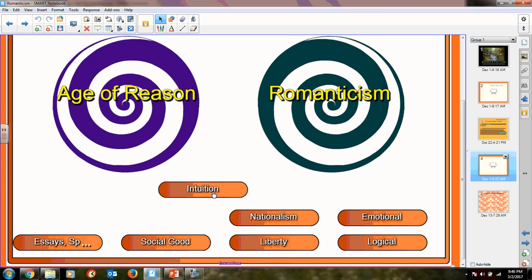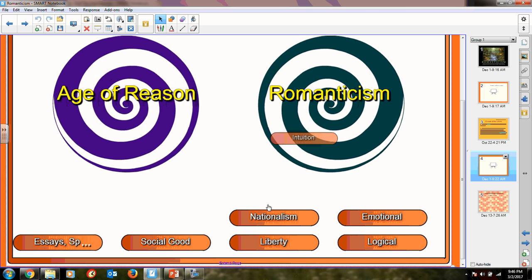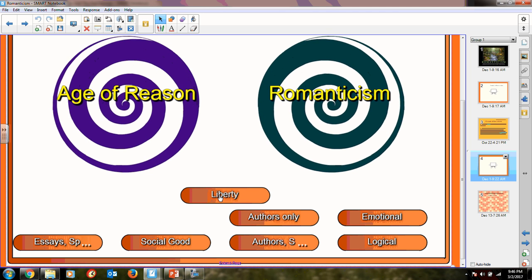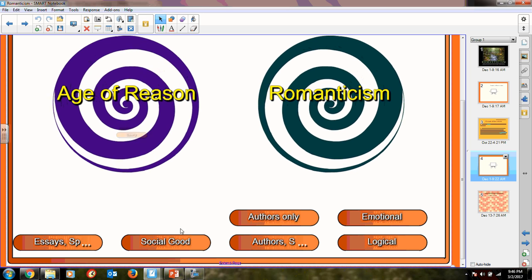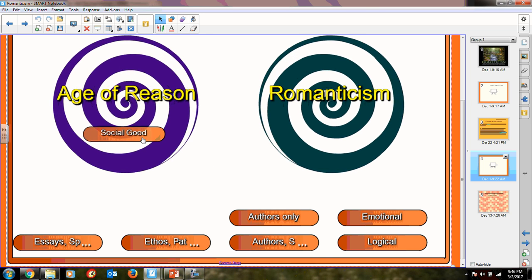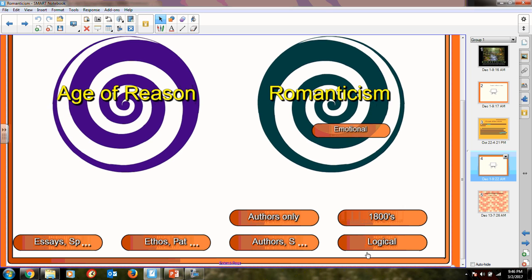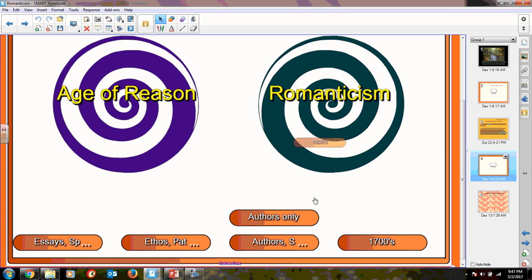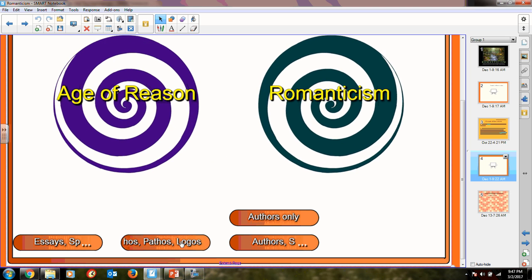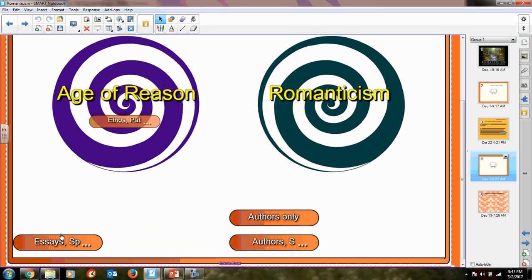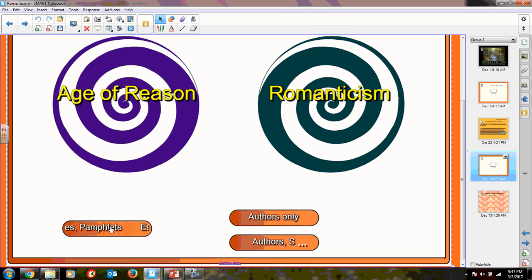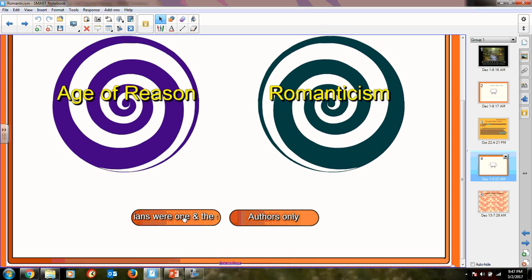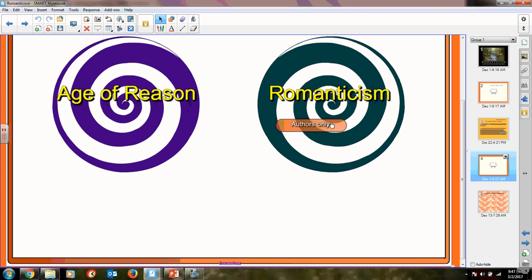Focusing on your intuition, the idea that your gut is going to tell you it all. Nationalistic pride, Romanticism. Whereas no longer nationalistic pride because liberty was dealt with during the Age of Reason. Age of Reason was all about the social good. Emotional, Romanticism. Logical, Age of Reason. 1800s, Romanticism. 1700s, Age of Reason. Ethos, pathos, and logos. There's that rhetoric, Age of Reason. Essays, speeches, and pamphlets, Age of Reason. Where authors, scientists, and politicians were all incorporated into one, Age of Reason. Whereas Romanticism was about the authors only.